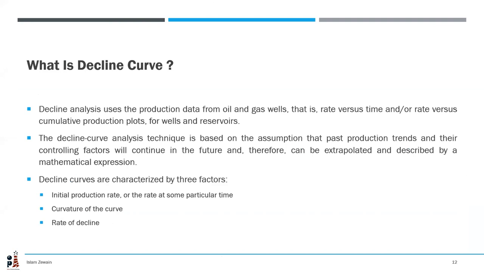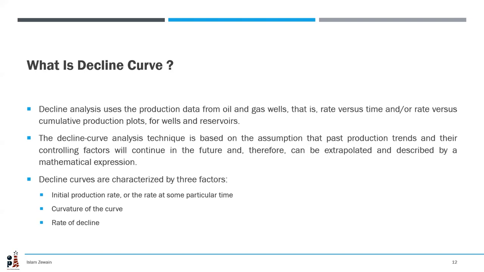As we mentioned, decline analysis uses production data from oil or gas wells, rate versus time, or you can draw the rate versus cumulative production. For example, you can draw oil rate versus time, or oil rate versus cumulative oil. This can be done on normal coordinate paper, or logarithmic scale, or semi-logarithmic scale. The decline curve analysis technique is based on the assumption that the past production trends and their controlling factors will continue in the future. This means that you are assuming there is no major change in the reservoir behavior through time. You don't have another enhanced oil recovery, and you will not start water injection instead of normal decline. You will continue with the normal condition.